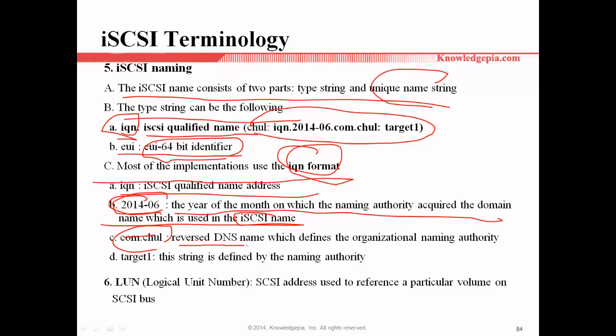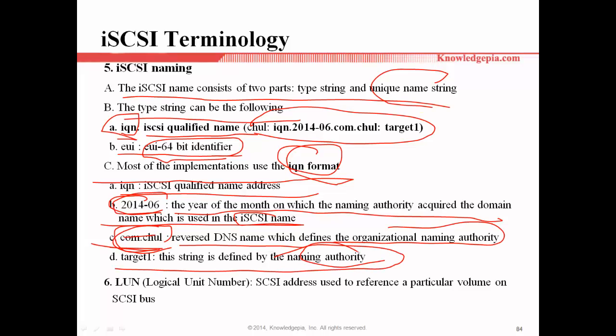com.char means the reverse DNS name, and this one normally defines the organization naming authority, like administrators. In my case, the original domain is char.com, so here I will use this format, com.char, in reverse DNS name. Target one, this one also can be defined by the network naming authorities. And the LUN means the logical unit number. So this means the SCSI address, and this SCSI address will be used to reference a particular volume on the SCSI bus.